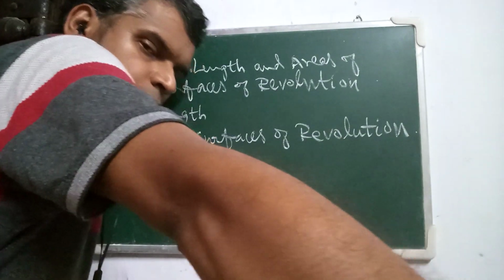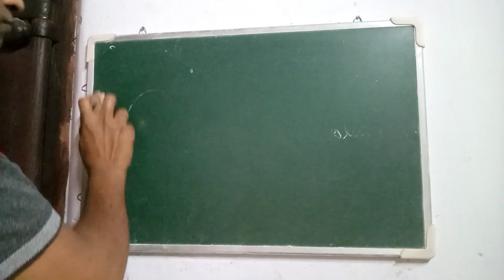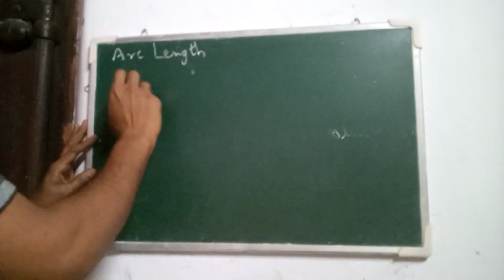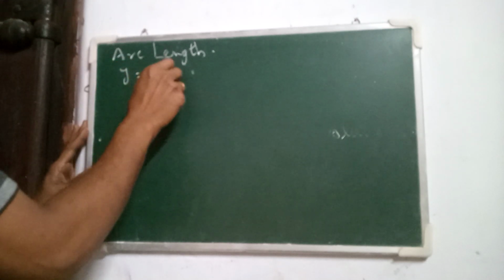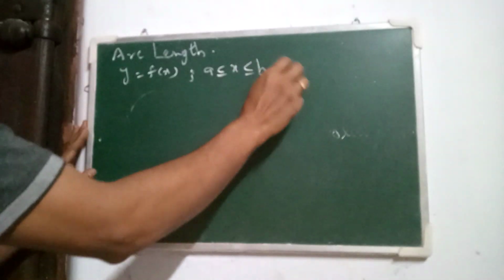So first, arc length. Suppose y is equal to f of x. This is a function, a less than or equal to x less than or equal to b. Assume it is continuous.